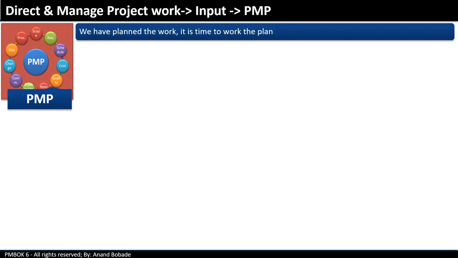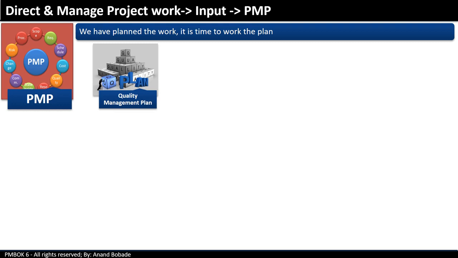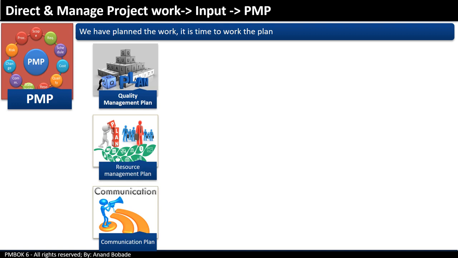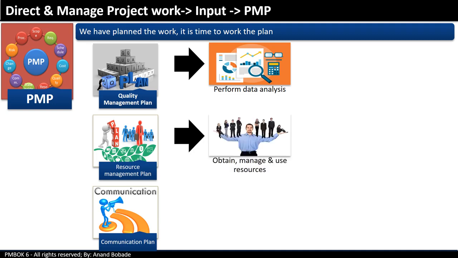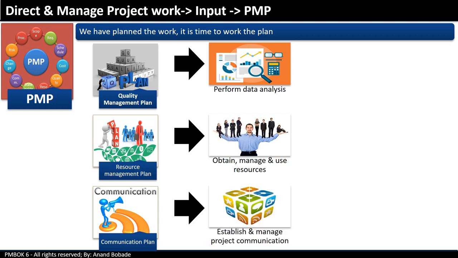Project management plan. This should be obvious because now we have planned the work, so it's time to work the plan. Any component of the project management plan can be input. For example, component plans can be quality management plan, resource management plan, communication plan. The quality management plan contains information on how to manage quality by performing data analysis. The resource management plan will guide the project manager on how to obtain, manage and use resources. The communication plan will help the project manager to establish and manage project communication. And this applies to all components of the project management plan.